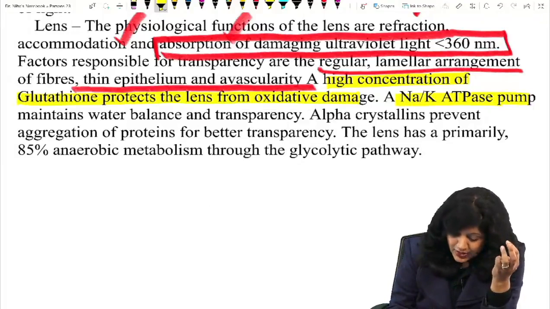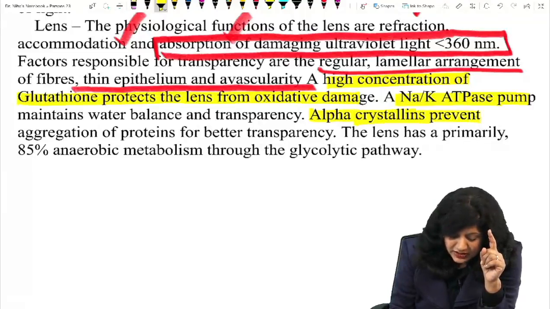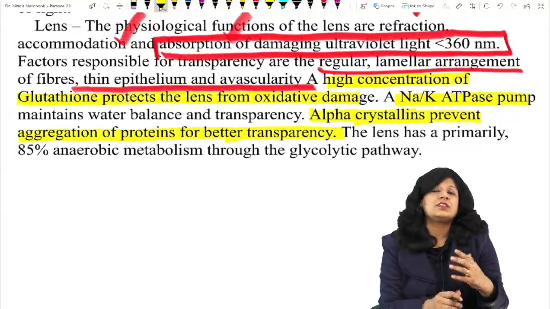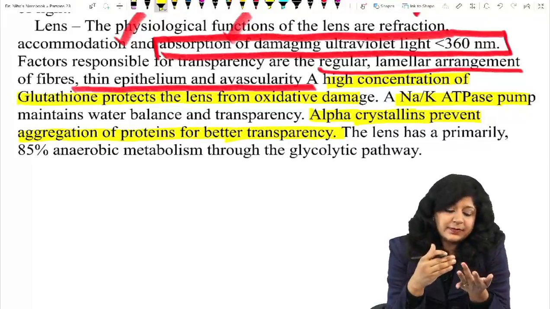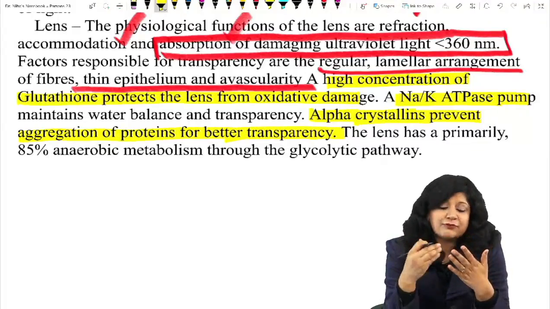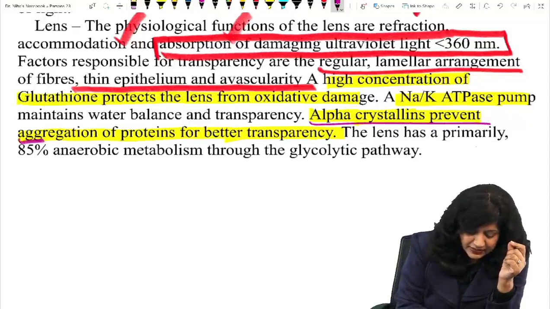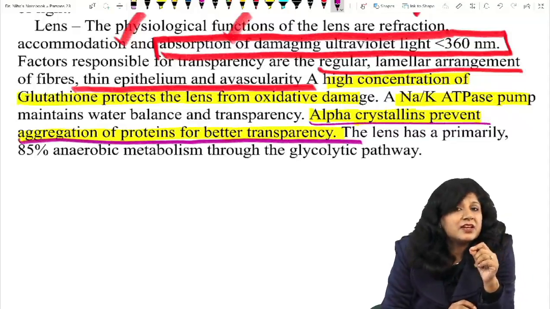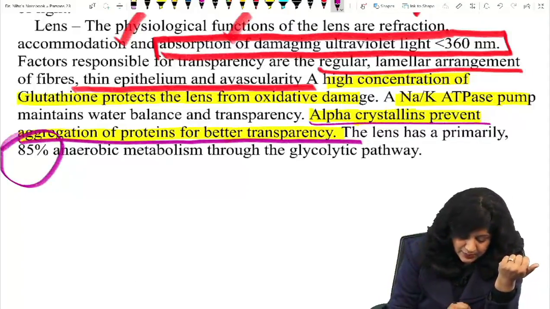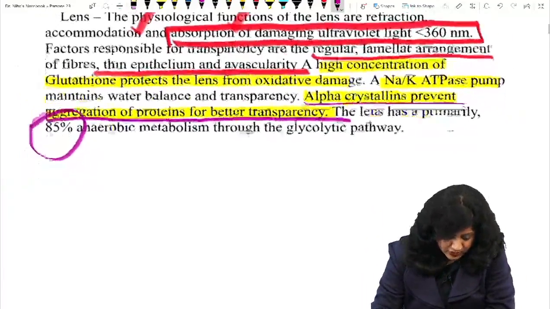Then you have got the crystallines. So important thing that they are saying here is that the alpha crystalline prevent the aggregation of the proteins for the better transparency. Now till now we know that the crystallines are important, and beta crystallines were the most common one, 55%, alpha crystallines were the largest, but now they have specifically said that alpha crystallines are preventing the aggregation of the proteins. So alpha crystallines are basically responsible for maintaining the transparency. Then I told you that it has mainly the anaerobic metabolism, more than 80%, about 85% is your glycolysis.